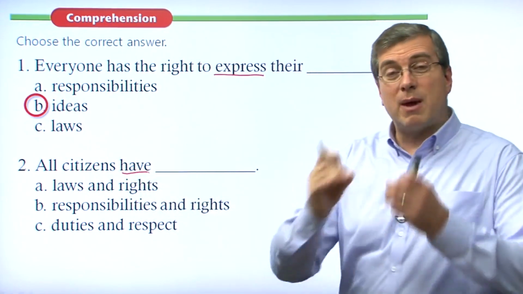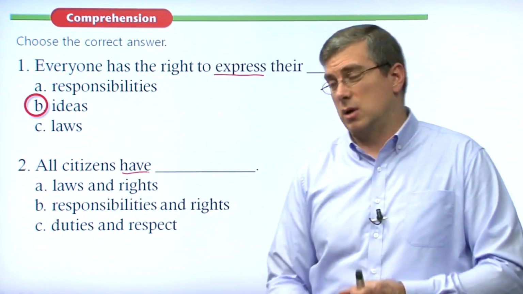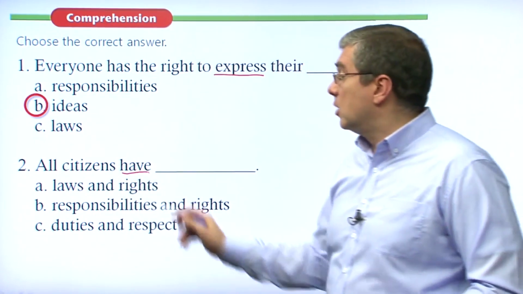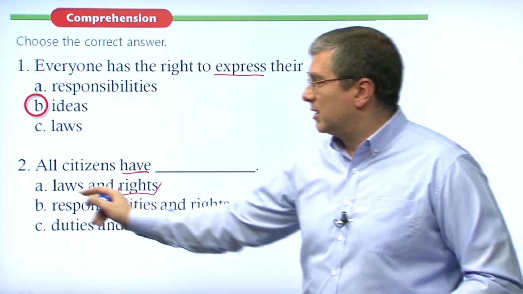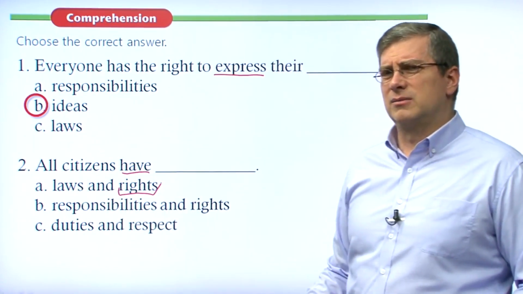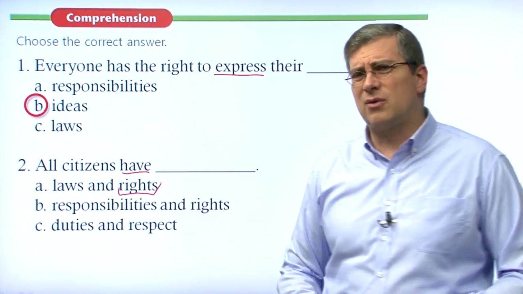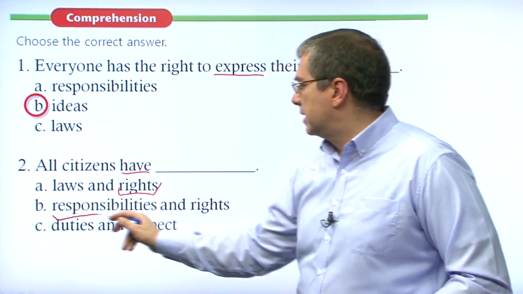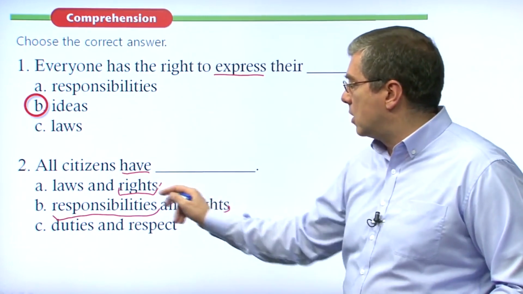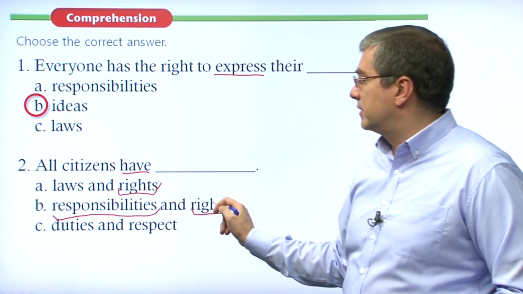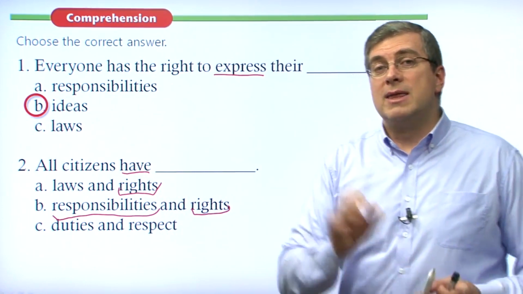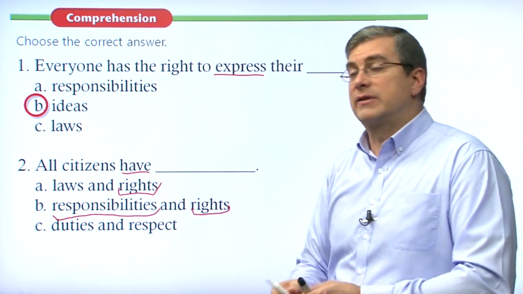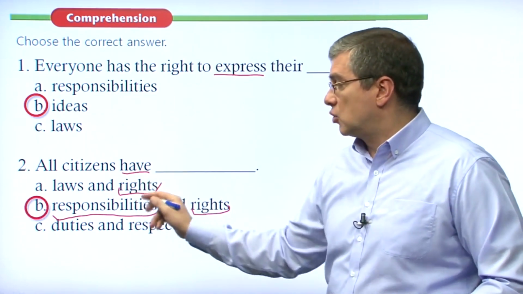Number 2, all citizens have. Here we have. Remember that word goes with what other words? Have laws and rights. We have laws? That sounds strange. We have rights. Yeah, it goes with that. But we have laws. Yeah, we have laws, but all citizens have laws? Sounds a little weird. All citizens have responsibilities and rights. Here's rights again, so we know that goes together. Have responsibilities and rights. That's what I told you before. These words go together. We have responsibilities. We have rights. That choice is correct.